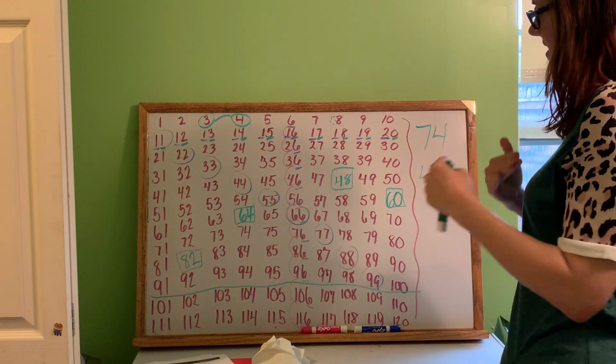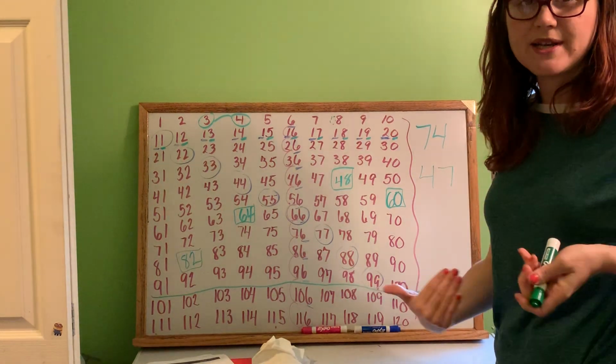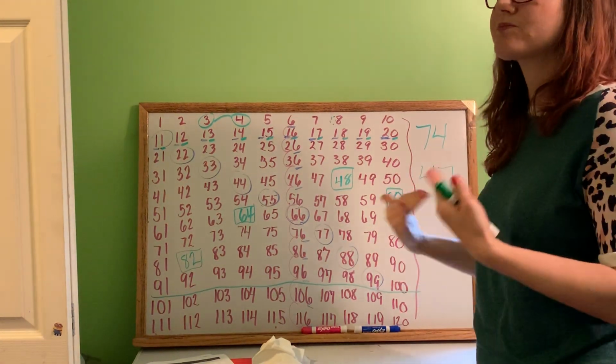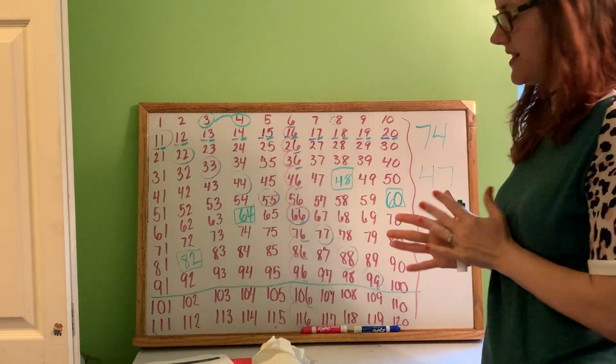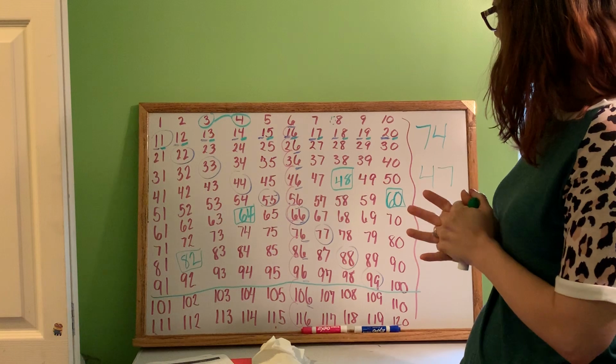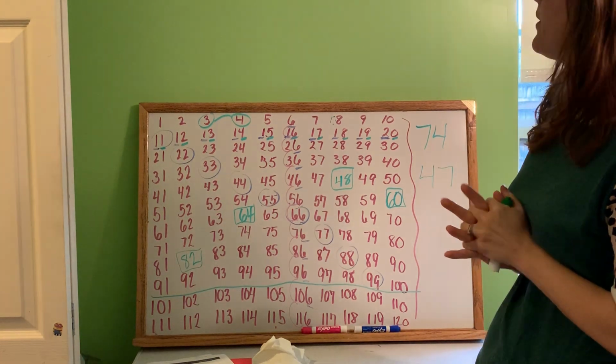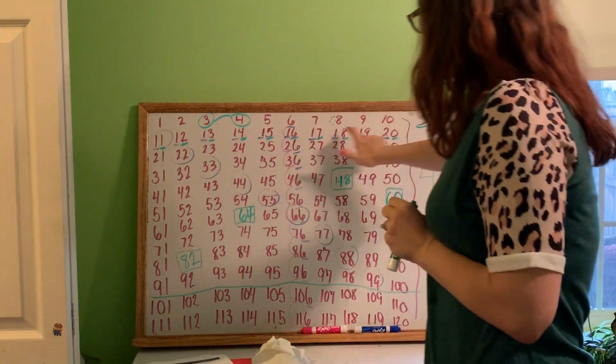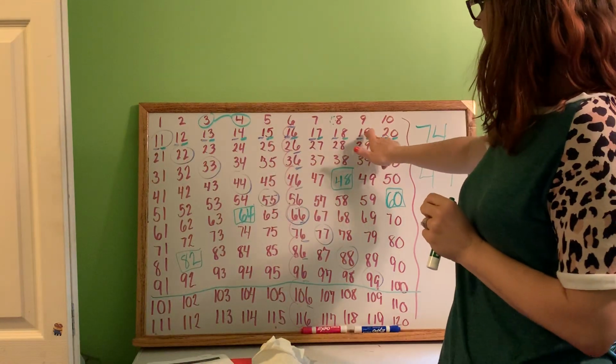But mixing up those digits is something that's common. As long as they can fix it when you point it out, you know, that's okay. Another thing that they seem to have trouble with are these teen numbers sometimes when they're writing them.